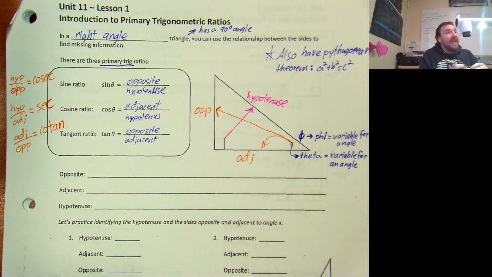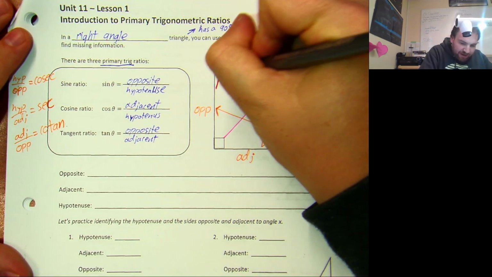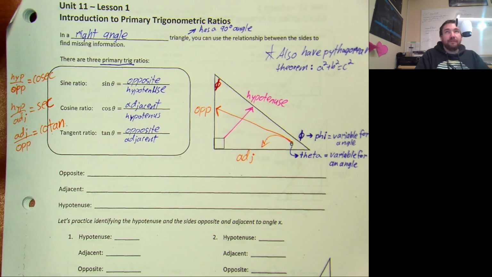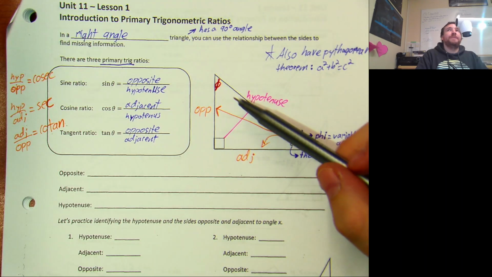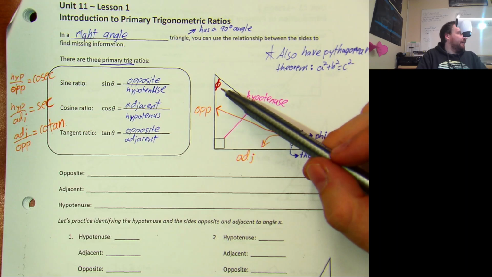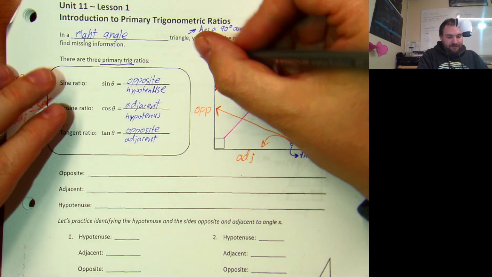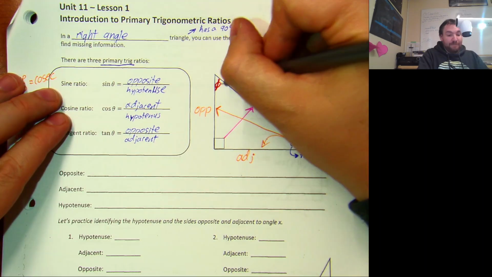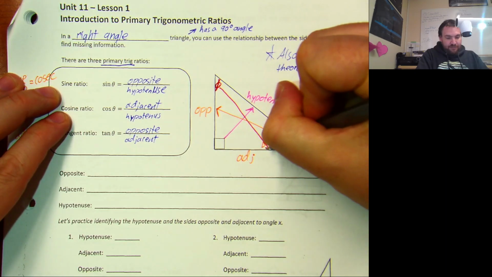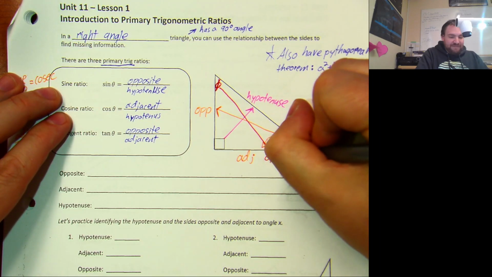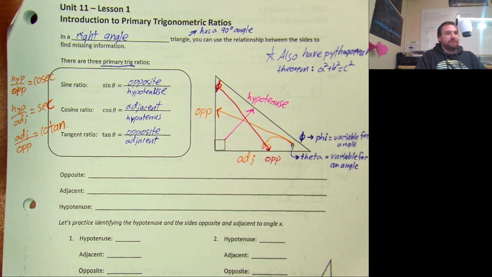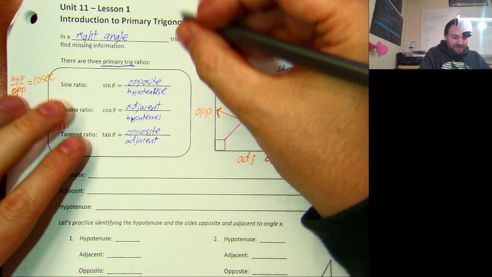What if instead, let's use red, I used this angle up here, phi? Which side would be opposite angle phi? The one that we previously labeled adjacent would now be opposite if I chose a different angle. Which one would become adjacent? The one that was previously labeled opposite. Good.